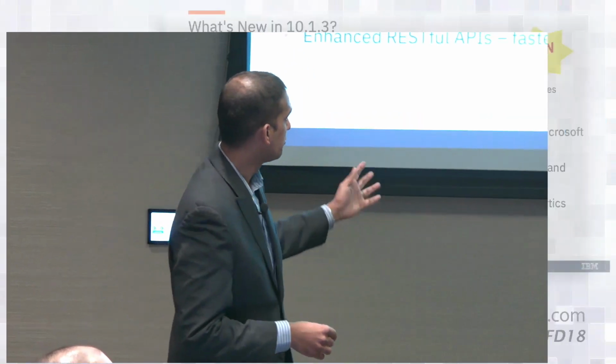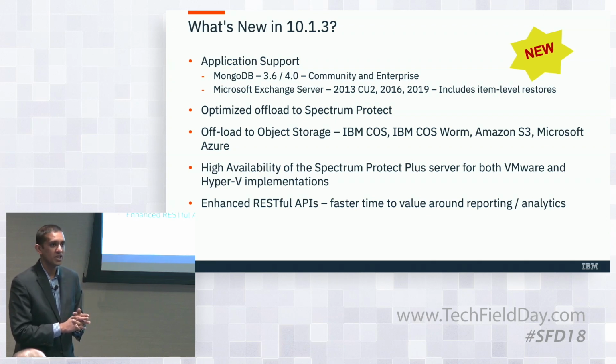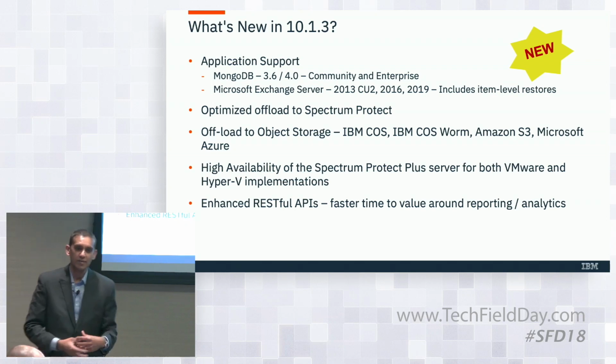Okay. In terms of the other new features for the 10.1.3 release, we've added support for high availability. We are leveraging some of VMware's functionality and Hyper-V to make sure the server component, the management server, is highly available. And as I mentioned before, the product was built with REST API from day one. We've added some additional enhancements over analytics. That's a question. Sorry, go ahead.